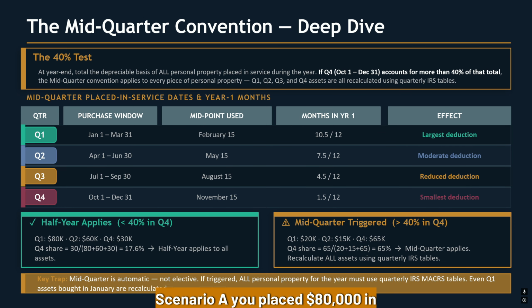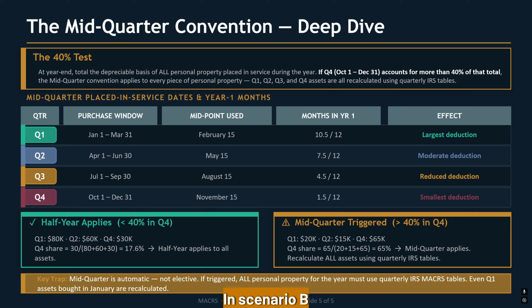Let me walk you through two scenarios on the screen. Scenario A, you placed $80,000 in Q1, $60,000 in Q2, and $30,000 in Q4. The Q4 share is 30 divided by 170 total, that is 17.6%. Well below 40%. The half-year convention applies and all assets get the standard rates.